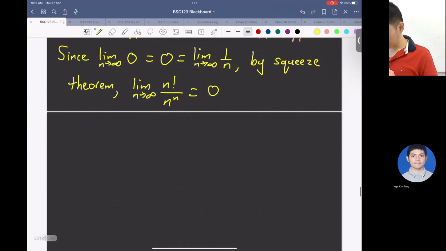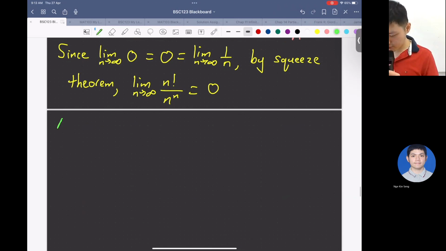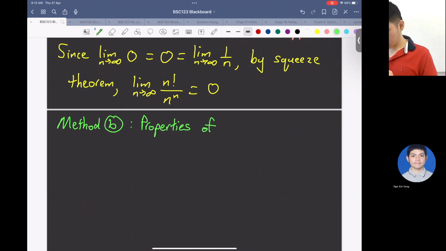Okay, so method 2. Okay, method B. Method B will use properties of convergent sequences. Same question.